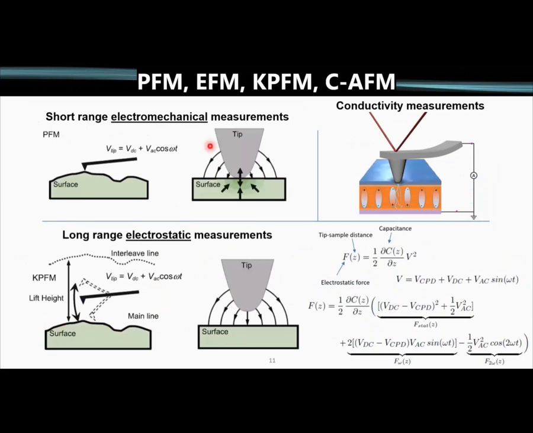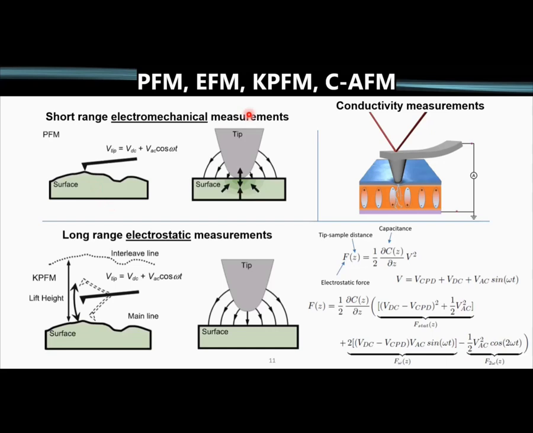Okay, so with PFM, ideally we're measuring short-range electromechanical properties. We have a conducting cantilever in contact with the surface, and we're applying voltage to the tip. The AC voltage is what's used to measure the electromechanical deformation. The DC bias might be applied, say, to offset an existing contact potential difference, or to apply a bias such that you're switching a ferroelectric material or looking at the bias-dependent electromechanical properties of the material.